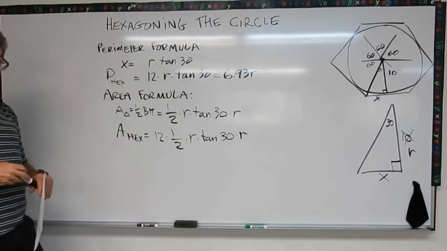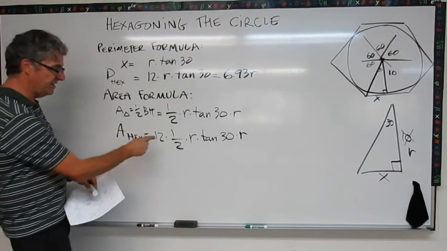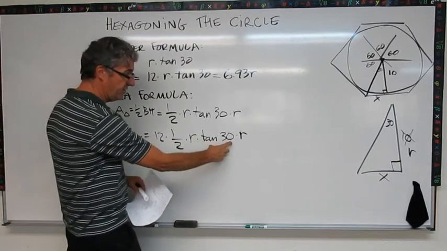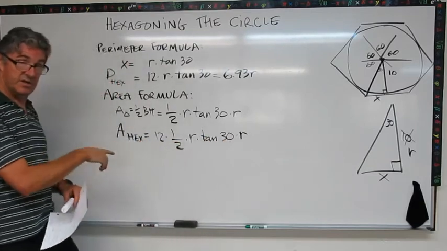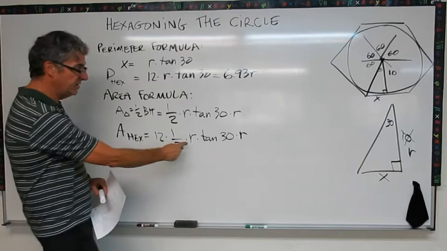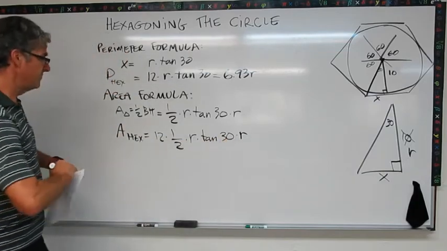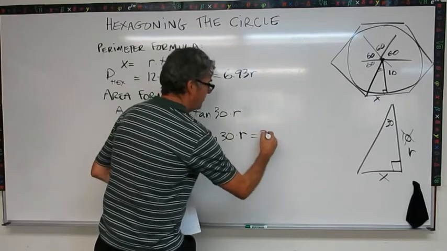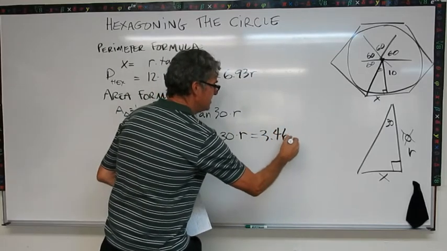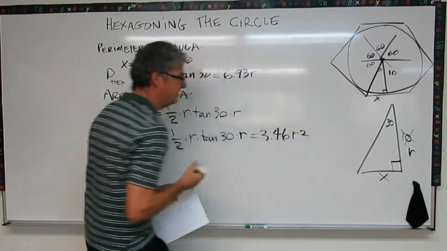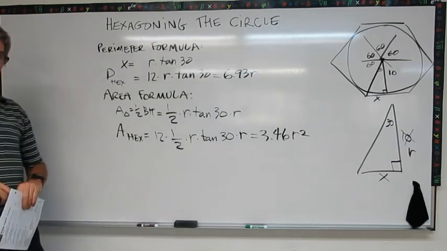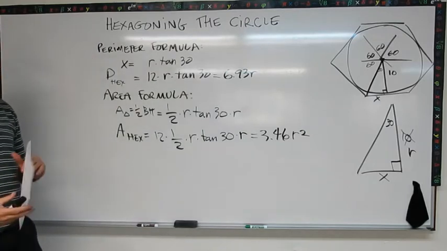So if we can crunch all the numbers, remember we can multiply 12 times 1/2 times tan 30. These are all just constant numbers. Put those in the calculator, and then we know that r times r is just r squared. So what you get from this is 3.46r squared.